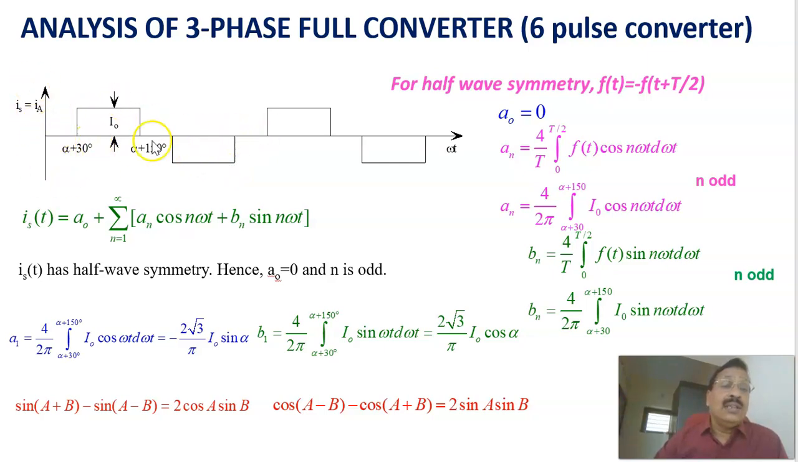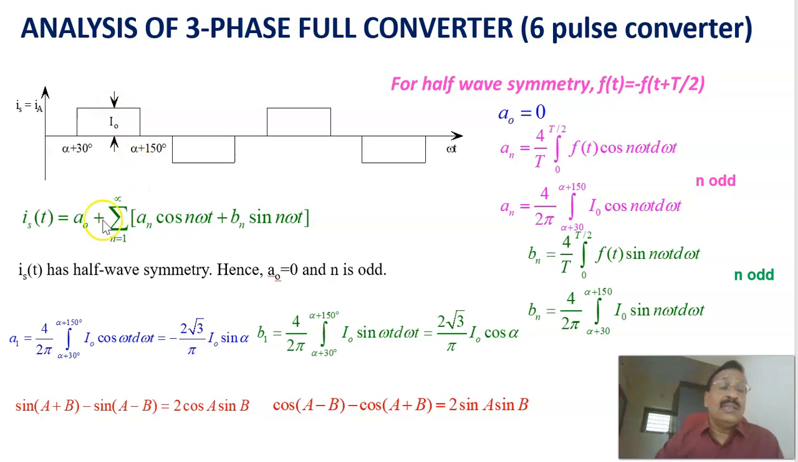Therefore, this is the source current in phase A, and we are going to analyze it to find out the distortion factor, the displacement factor, the power factor, the total harmonic distortion, etc. For doing that, we have to do the Fourier analysis of this waveform.